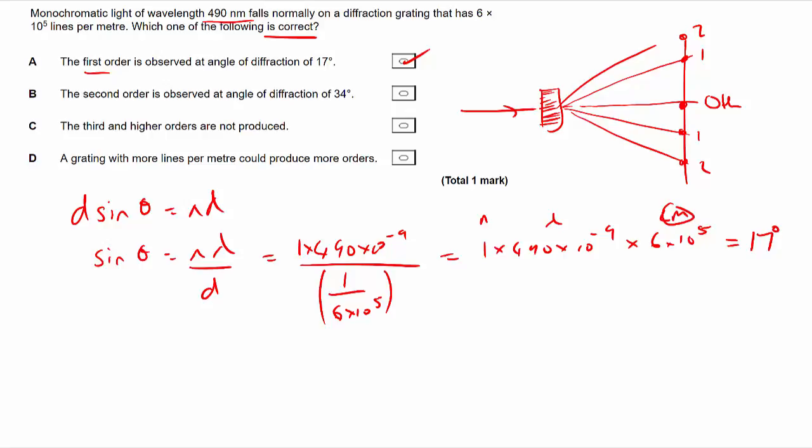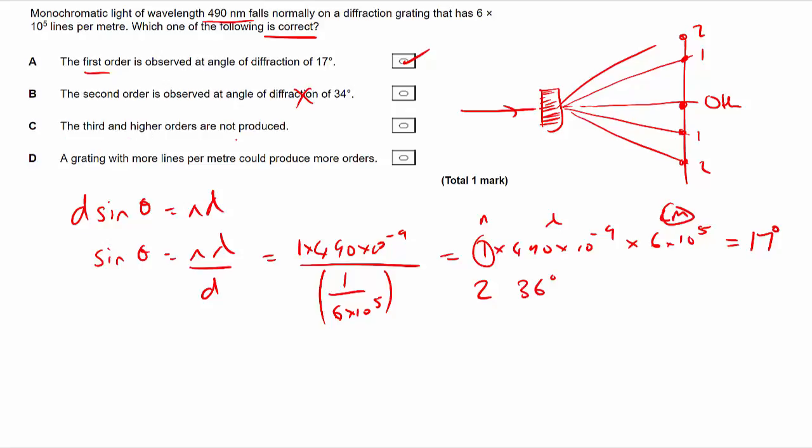But, being pedantic, I'm going to go and check the rest. The second order is observed at 34 degrees, so I'm expecting this to be wrong. It's easy enough to do. I can just go in and change that to a 2. What happens? I calculate it, I get 36 degrees. 36 is not 34, so that doesn't work either. So this one is definitely wrong.